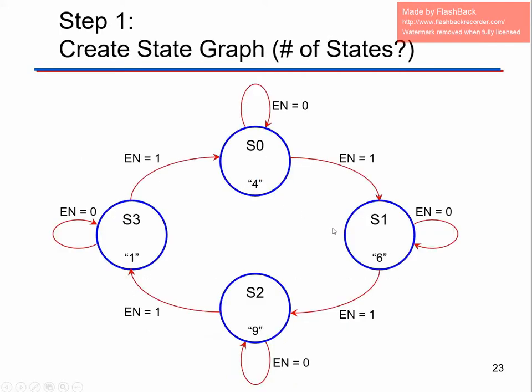So state 0 is a 4, state 1 is a 6, then 9, 1. Enabled 0, it holds. On a 1, it goes to the next one. Holds at 0. On a 1, transitions to the next state. Holds at 0. On a 1, transitions to the next state, and so on and so forth. And it will continue in this loop forever.